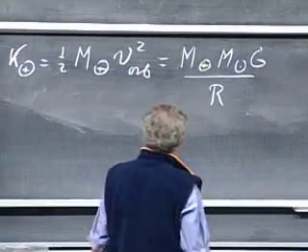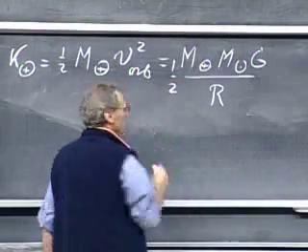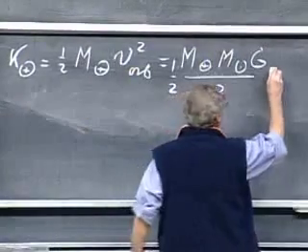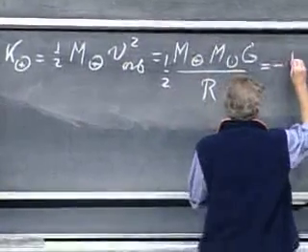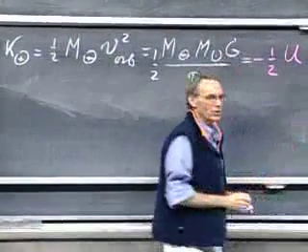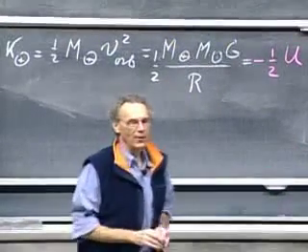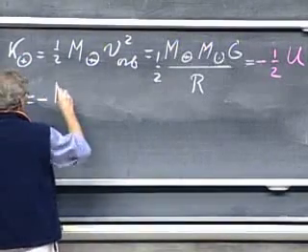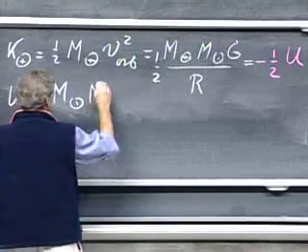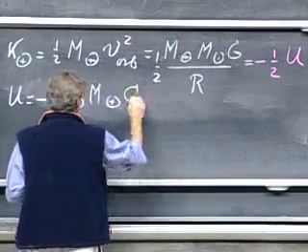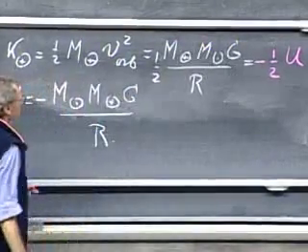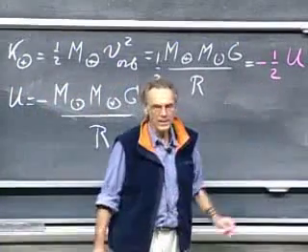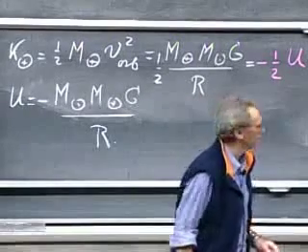But, oh, there's a half here. Whenever I make a slip, you should always interrupt. So there is a half here. This is also minus 1/2 the potential energy. And remember, the potential energy equals minus m Sun, m Earth, G divided by r. So here you see plus half, here you see minus 1, so this is indeed minus half the potential energy.